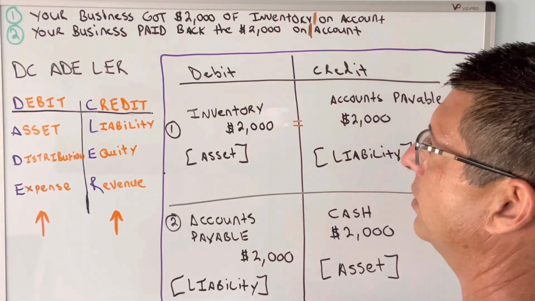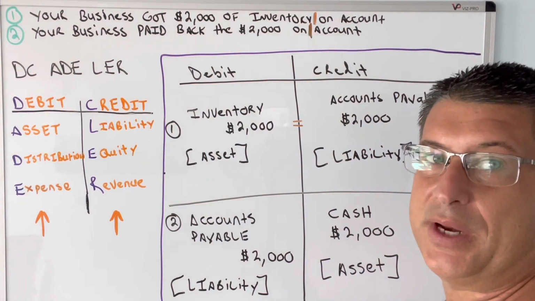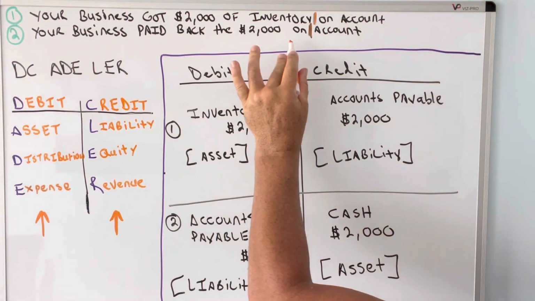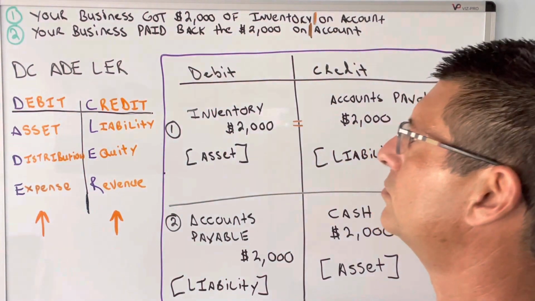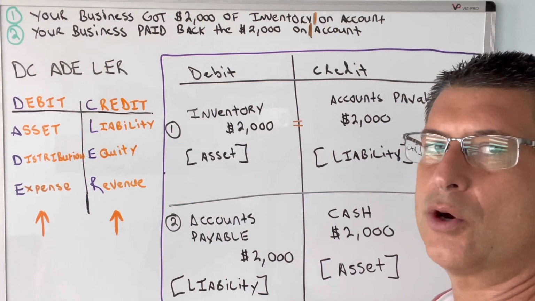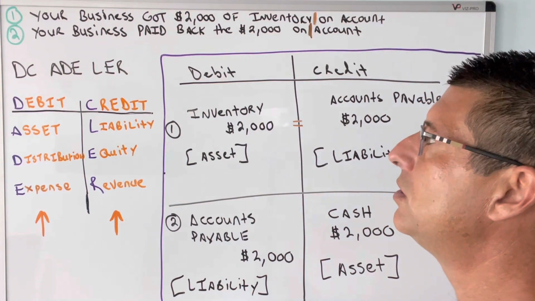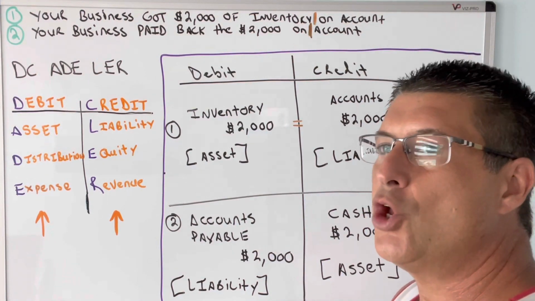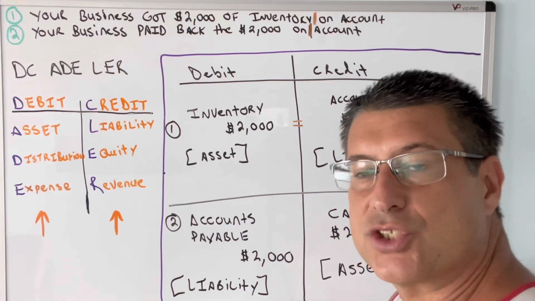Second journal entry. I'm going to say this one's a little bit easier because your business paid back the $2,000 on account. So anyways, paid back the $2,000. Okay, so if you paid back the $2,000, that means you have less cash.